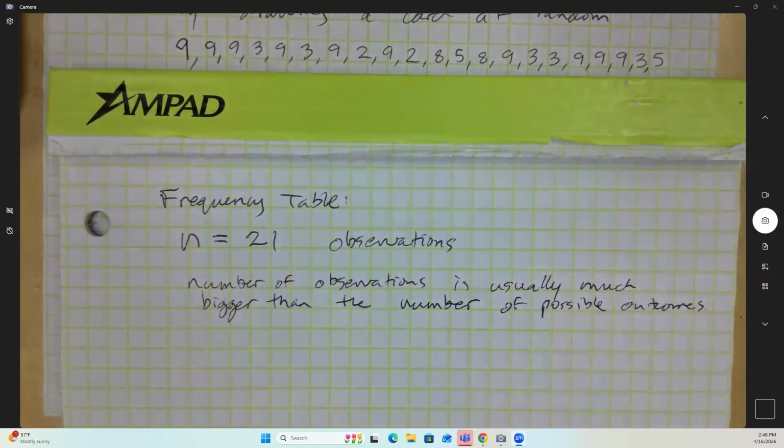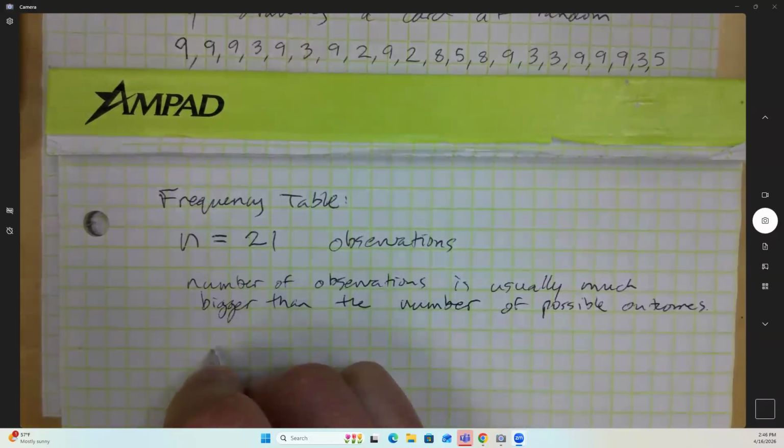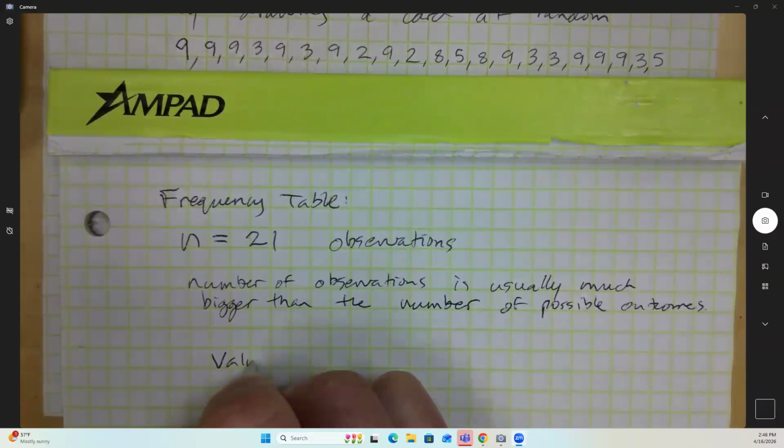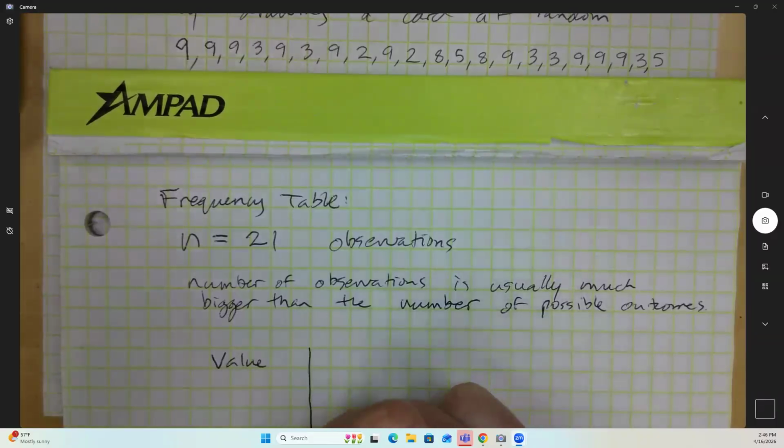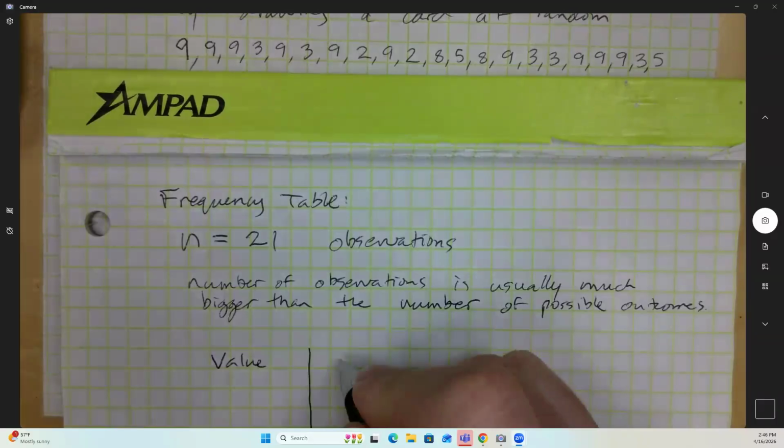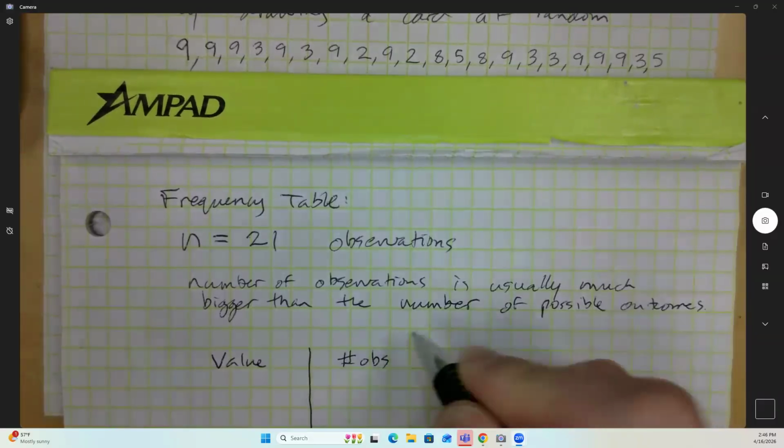And the reason for that is it's a pretty big distribution if there are more than 30 possible outcomes. But having a sample of size 30 is a good idea. So, all right, 21 observations. Let's do the face value here. And the number of observations here.